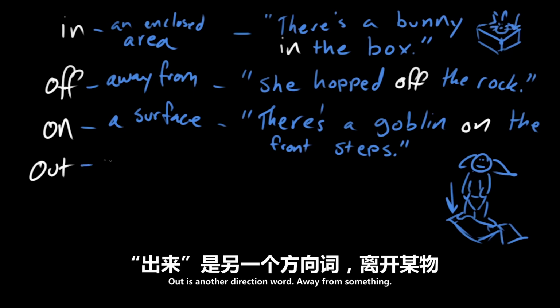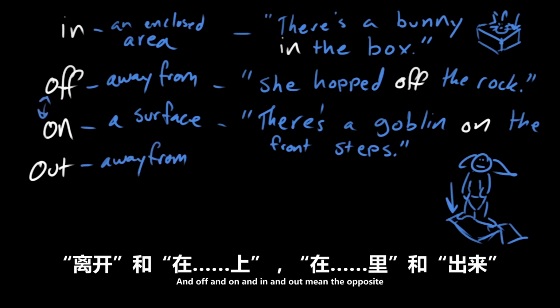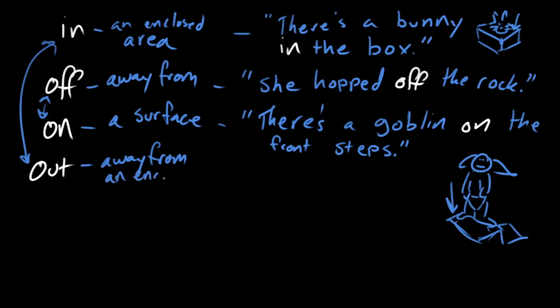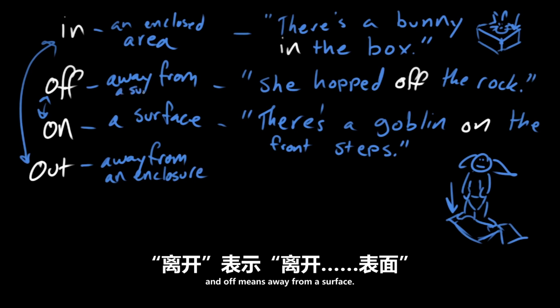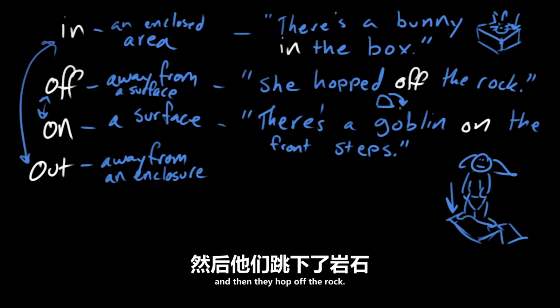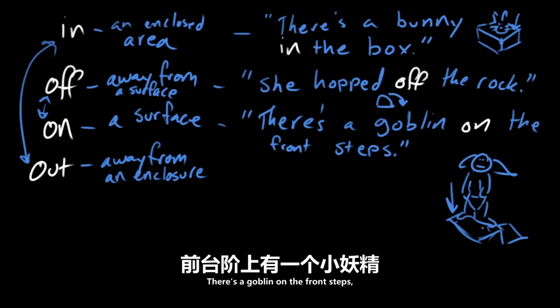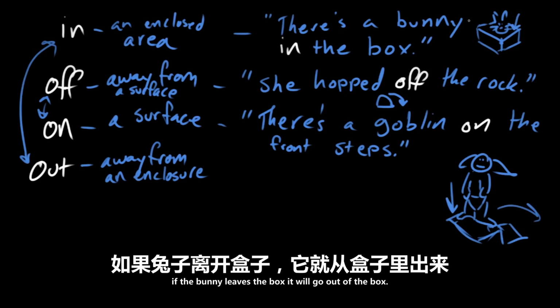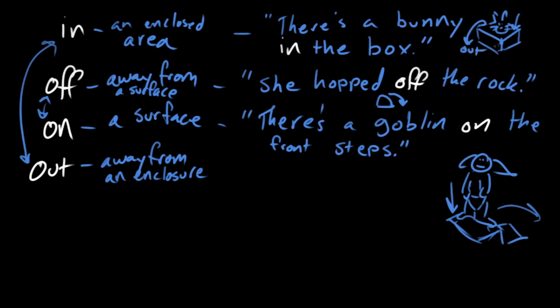Out is another direction word, away from something. And off and on and in and out mean the opposite of each other. So out means away from an enclosed area, and off means away from a surface. So if you can imagine, there's someone who's on the rock, and then they hop off the rock. There's a goblin on the front steps, and maybe the goblin leaves the front steps, he's off the front steps. There's a bunny in the box. If the bunny leaves the box, it will go out of the box.